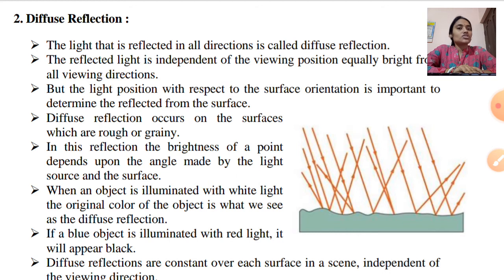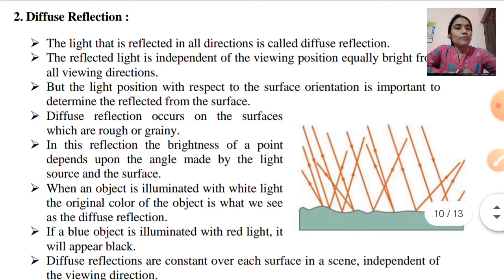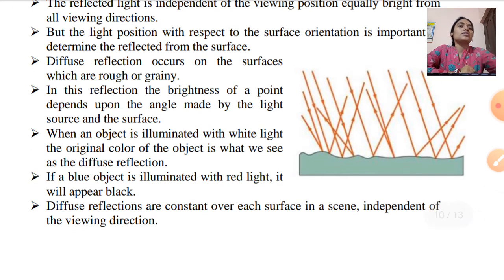In this reflection, the brightness of a point depends upon the angle made by the light source and the surface. That means which type of surface it is is important, as well as the brightness of the light and the angle at which it is reflected.